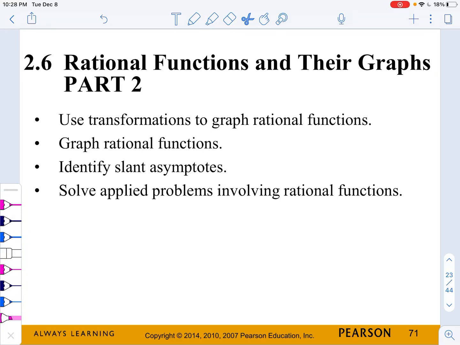Looking at section 2.6, rational functions and their graphs, part 2. In this section, we're going to look at using transformations to graph some rational functions. Then, not quite today, but in the next lesson, a kind of part 3, we will eventually get to identifying slant asymptotes and solving some applied problems involving rational functions. For today is just part 2.